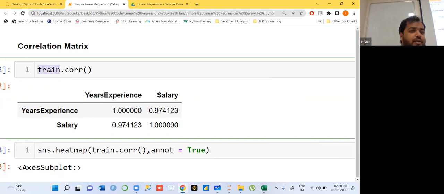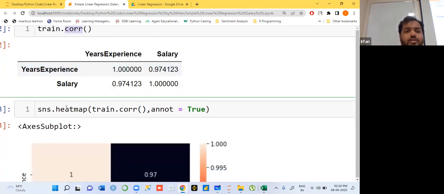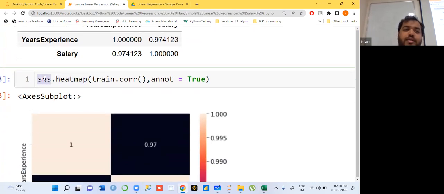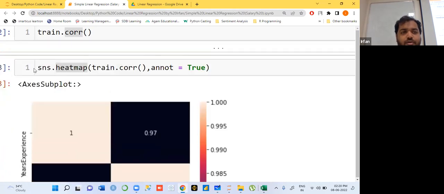Now train is my data. Corr is a function to give correlation. Now the same numbers I'm converting to a diagram. The diagram is called a heat map. To make the plot, I'm using SNS. What is SNS, guys? Seaborn. So from SNS, I want to make a heat map. Can you see the function over here?